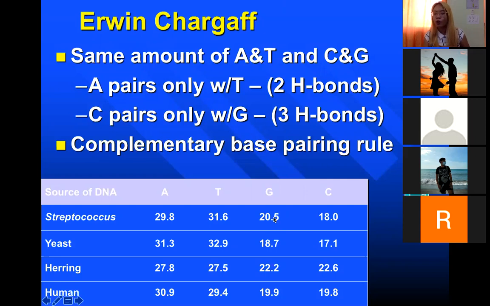So from Streptococcus, chinek niya yung yeast and he also found the same results, magkakalapit, 31 and 33 yung adenine and thymine, 19 and 17 yung cytosine, so magkadikit pa rin. So hindi pa rin pwede na adenine at saka guanine ang magka-partner. From 31 to 19, diba?